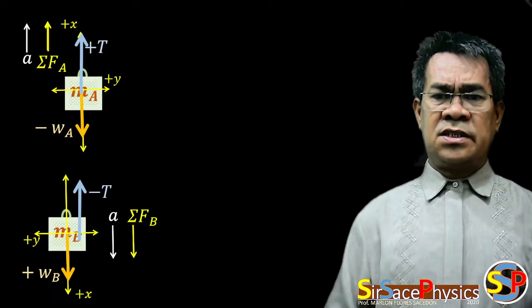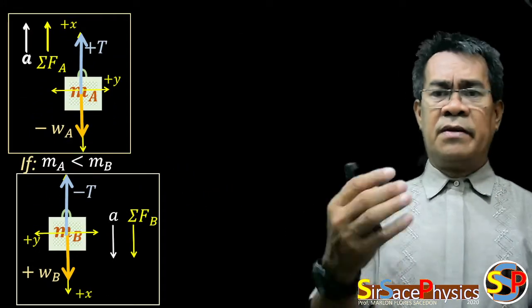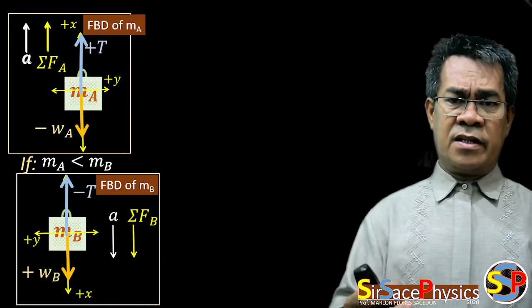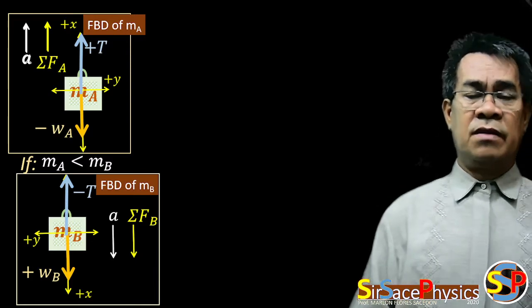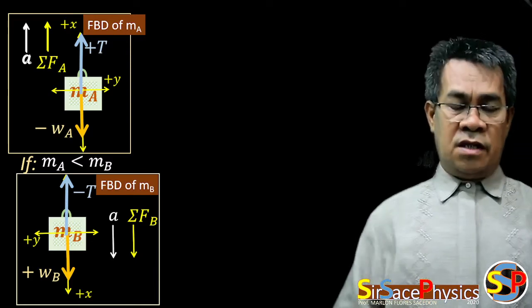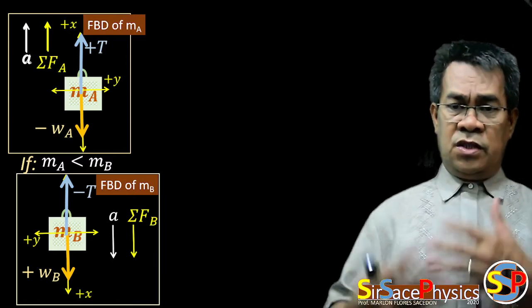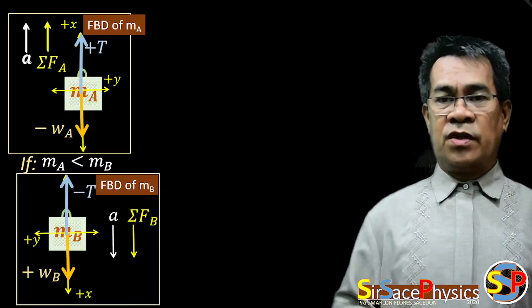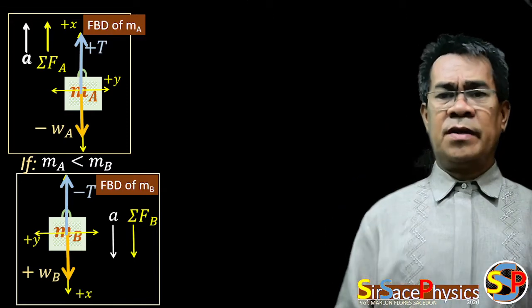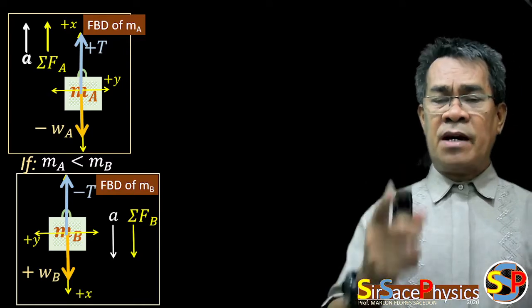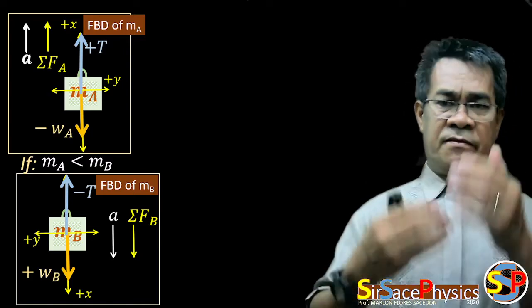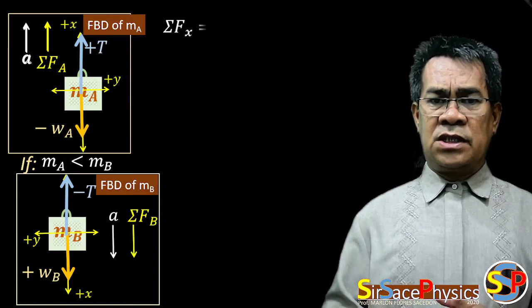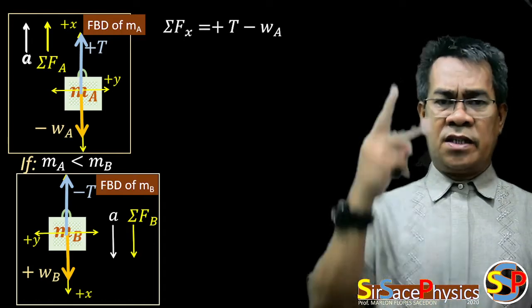So if you arrange this, these are the two free body diagrams, the free body diagram of A and the free body diagram of B, and they are very important in solving problems. Okay, now what next? Next is to use the free body diagram and the second law simultaneously. If we analyze the free body diagram of A, all you need to do is to sum up all forces along X.